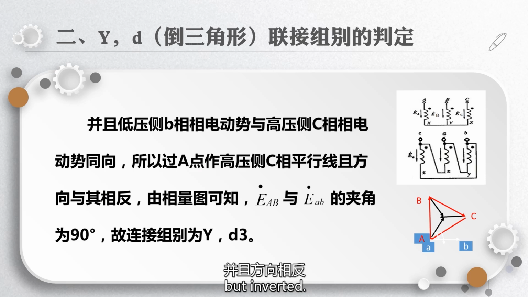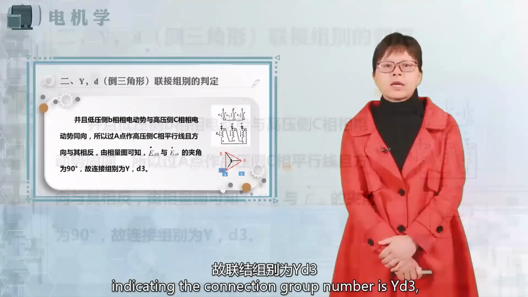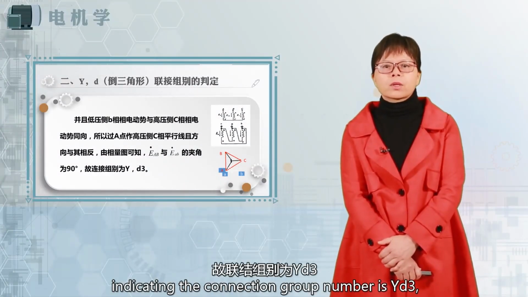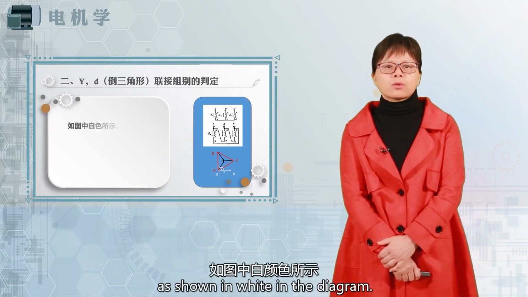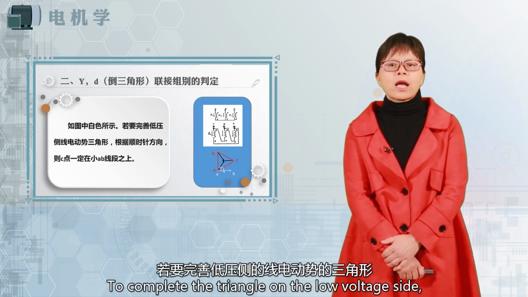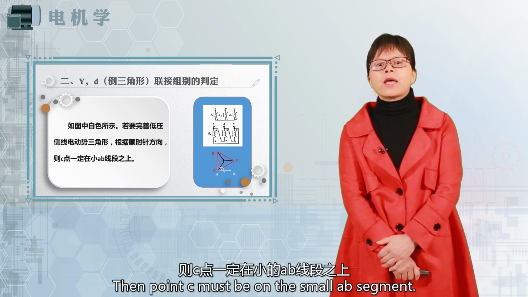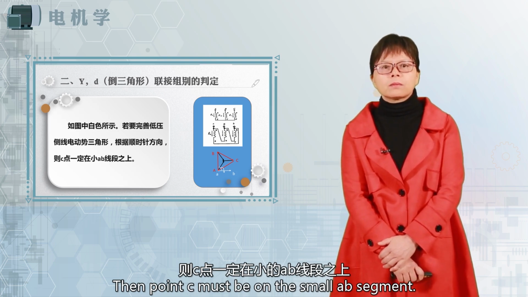but inverted. From the phasor diagram, the angle between the line electromotive force EAB on the high voltage side and the line electromotive force EAB on the low voltage side is 90 degrees, indicating the connection group number is YD3, as shown in white in the diagram. To complete the triangle on the low voltage side, follow the clockwise direction. Then, point C must be on the small AB segment.